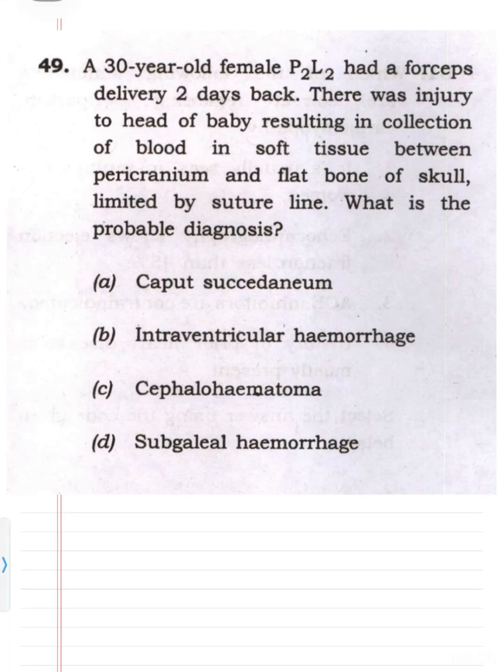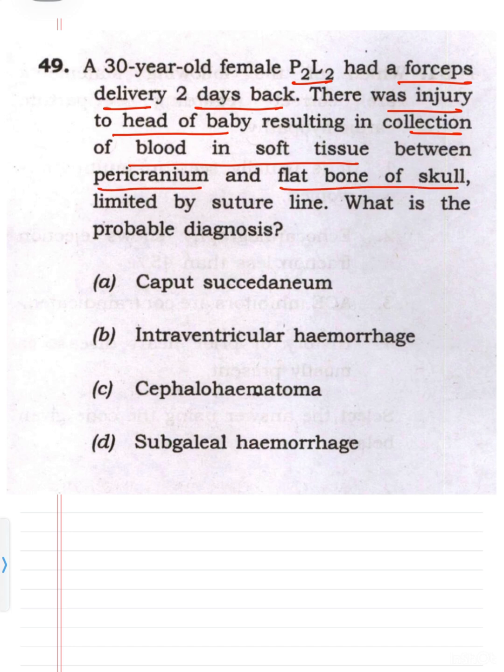So there is a 30-year-old female, para-2 live 2, who had a forceps delivery 2 days back. There was injury to the head of the baby, resulting in the collection of blood in the soft tissue between the pericranium and the flat bone of skull, limited by the suture line. What is the probable diagnosis?